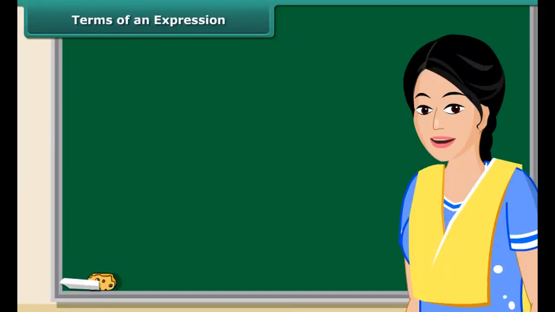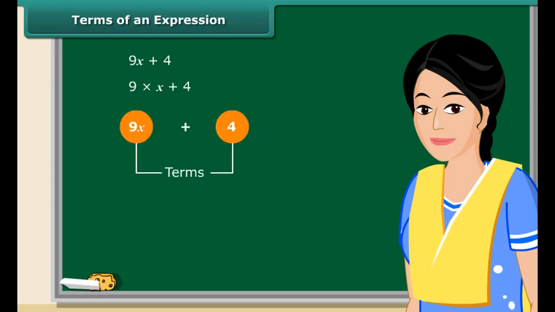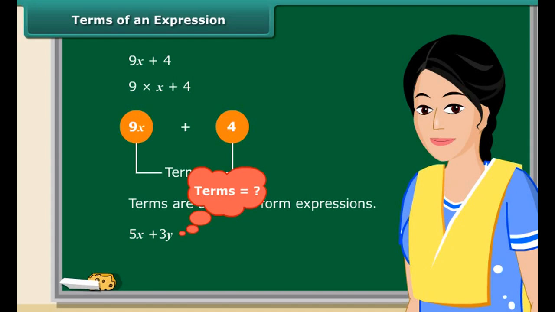Now we will discuss what terms of an expression and their factors are. Consider the expression 9x plus 4. In forming this expression, we first form 9x separately as a product of 9 and x and then added 4 to it. So, you have seen these expressions have parts which are formed separately and then added. We call these parts terms. That means terms are added to form expressions. How many terms are there in 5x plus 3y? That's right, it has two terms.